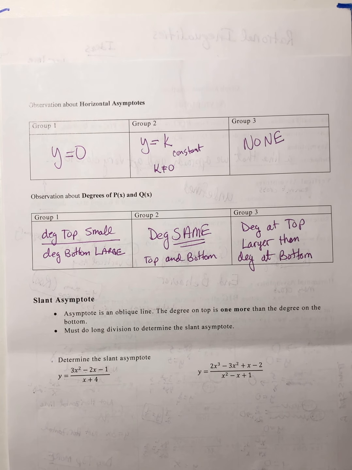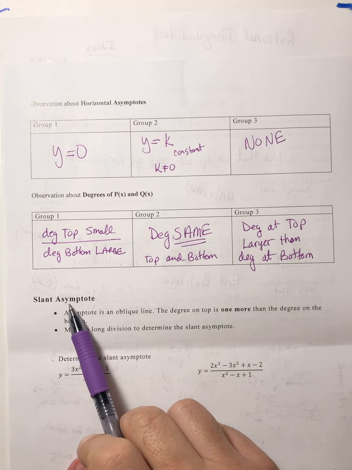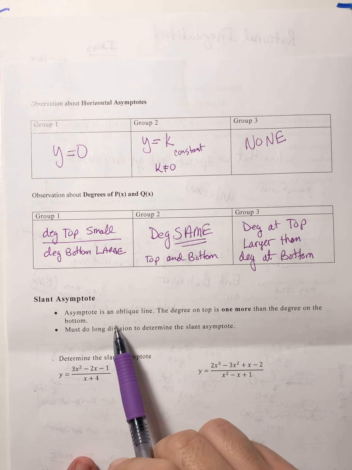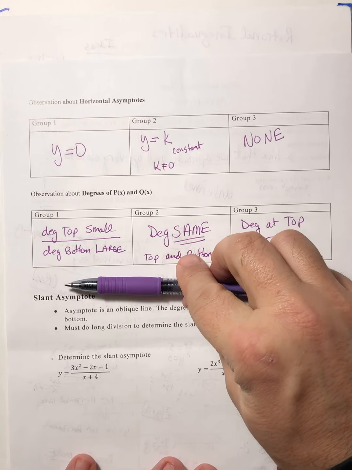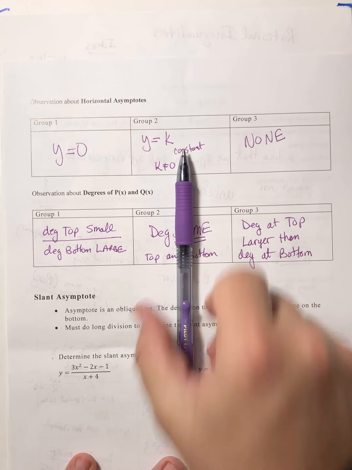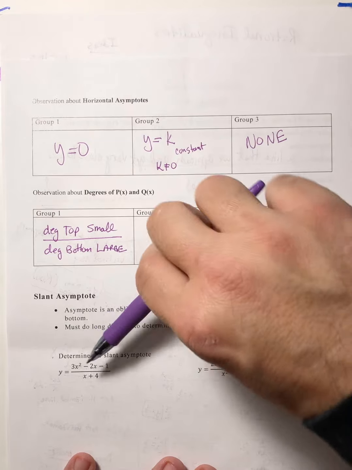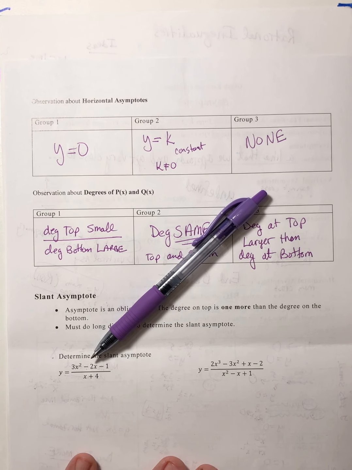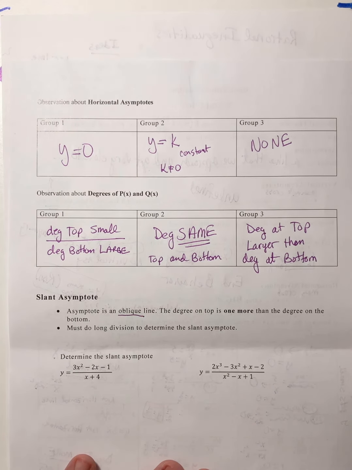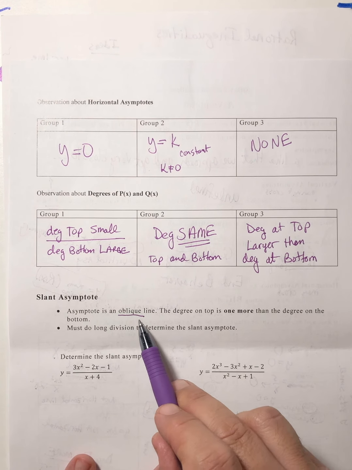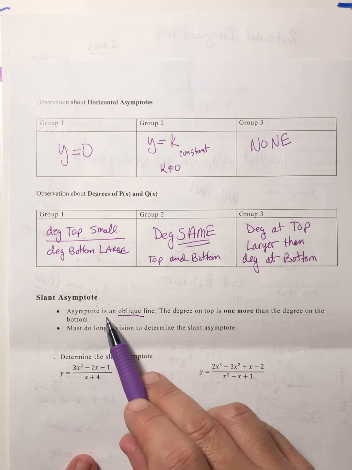All right, now the last piece that we need to talk about is what's called a slant asymptote. A slant asymptote is literally a slanted line, not a horizontal line, not a vertical line. Horizontal, vertical, slant, a diagonal line. Or else it's also known as an oblique line. The asymptote is an oblique line.